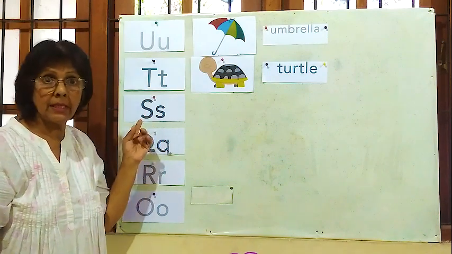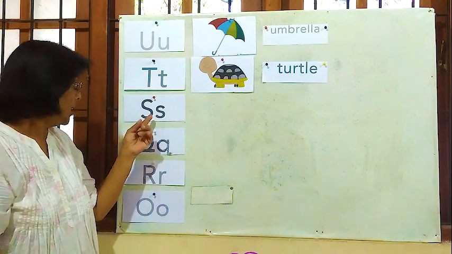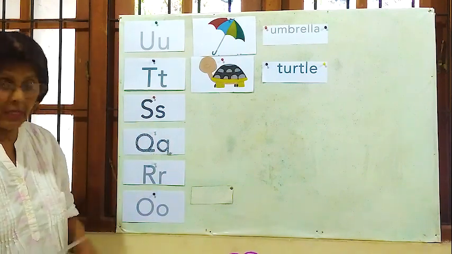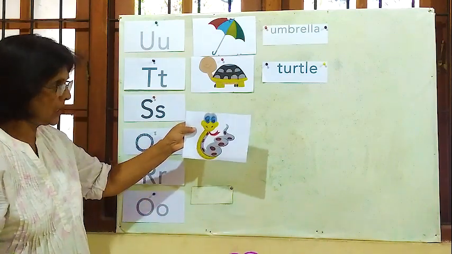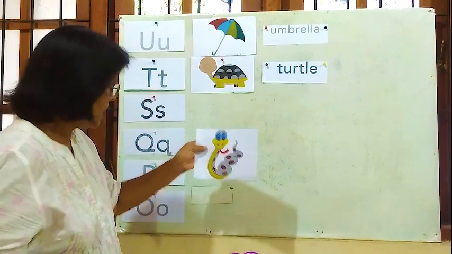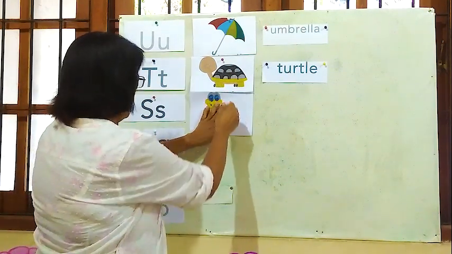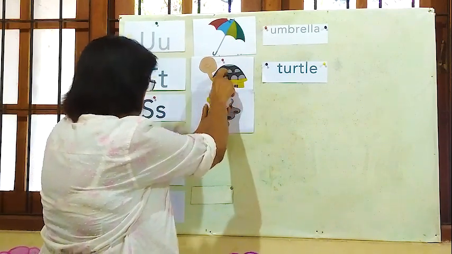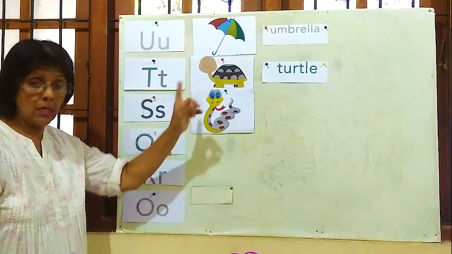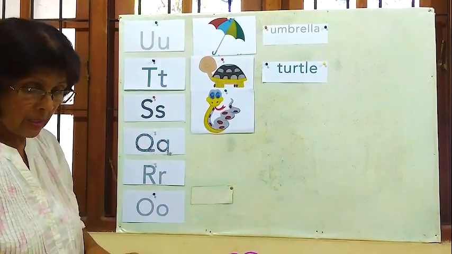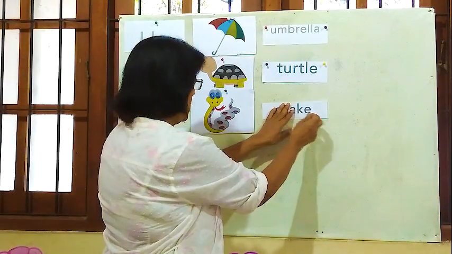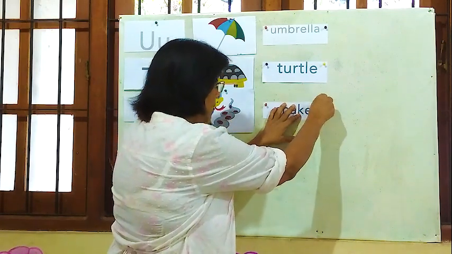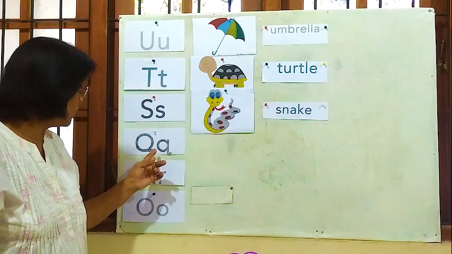Now the next letter, letter S. S for, you see what is this? S for snake. Here. Snake. What is this? S for snake. Now we will find the word snake. Look. Snake. S for snake. And here the word snake. Right?